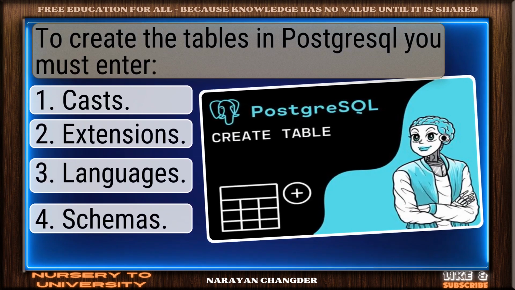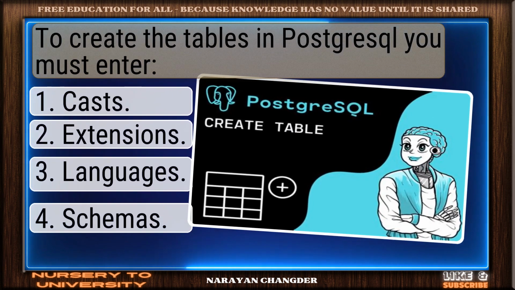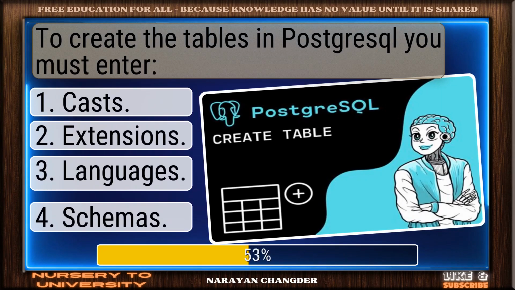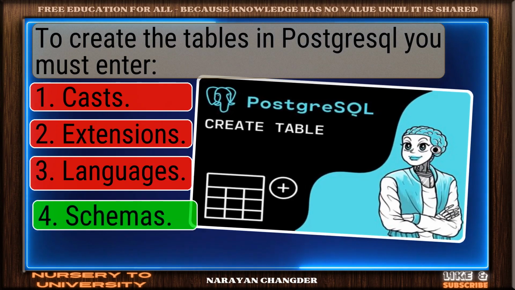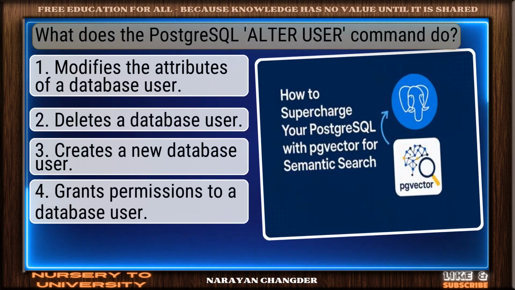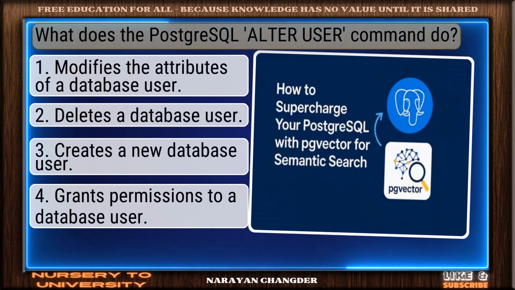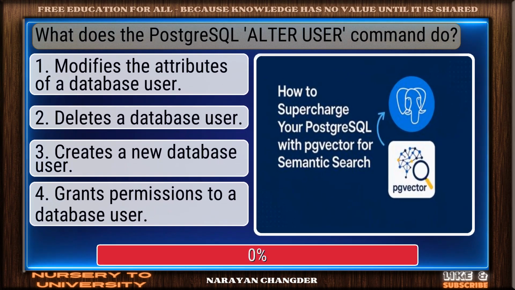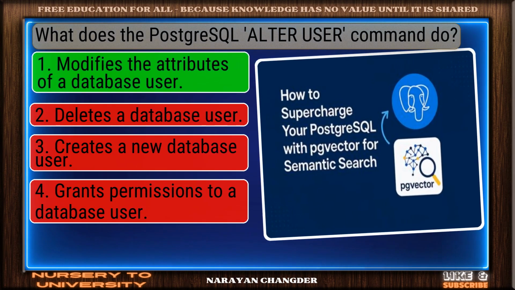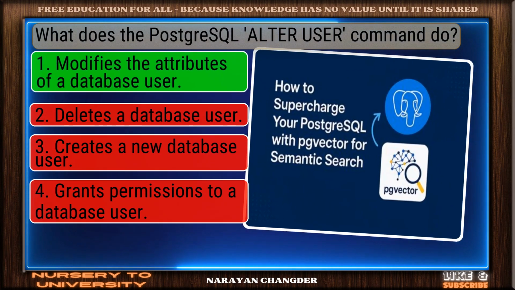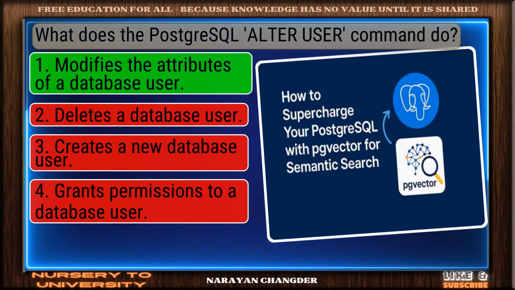Question number 67. To create the tables in PostgreSQL, you must enter. Clear logic. Your choice schemas is sound and 100% true. Question number 68. What does the PostgreSQL alter user command do? You're right. Modifies the attributes of a database user is the correct answer.